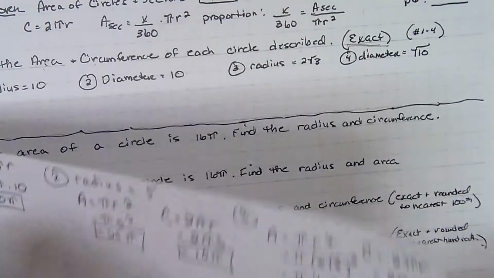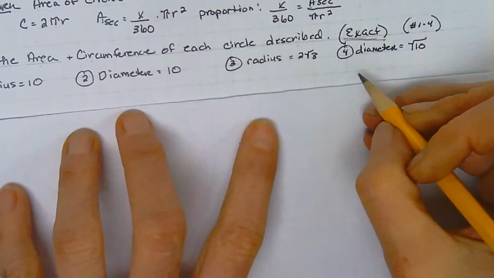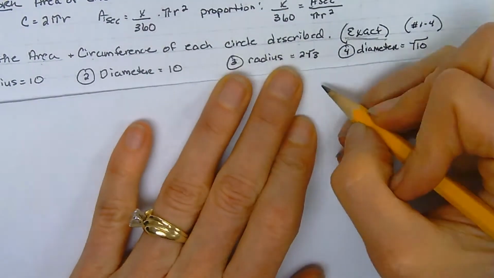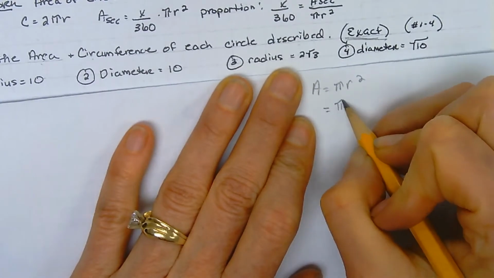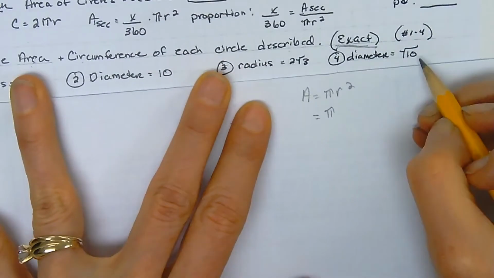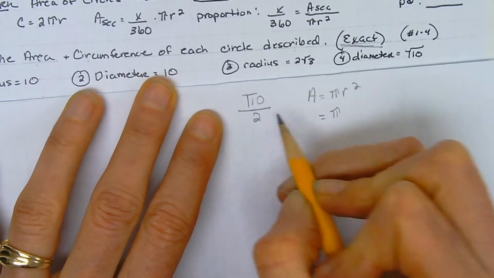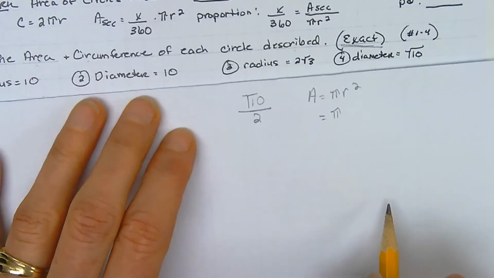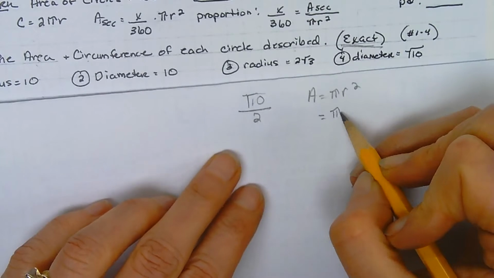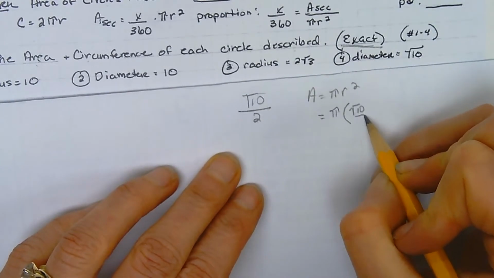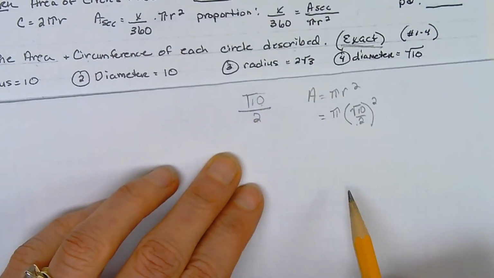Number 4. Find the area of a circle with diameter square root of 10. So the area is equal to pi r squared. It's equal to pi. What is the radius? Well, if the diameter is the square root of 10, then the radius is the square root of 10 divided by 2. Remember, the diameter is twice the radius, so the radius is half of the diameter. So I'm going to say pi times square root of 10 over 2, that whole quantity squared. That's the radius, the diameter divided by 2.